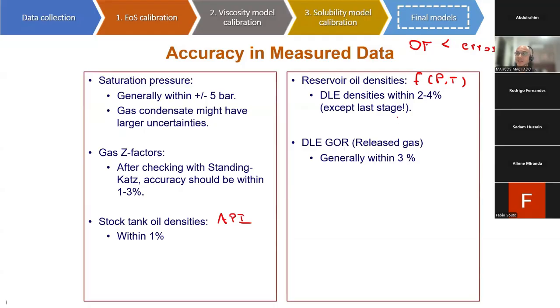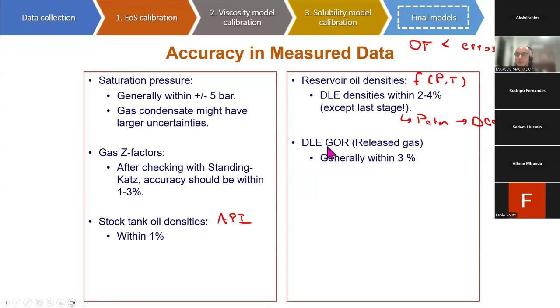Except the last stage, because why do I accept the last stage? Because the last stage is the saturation pressure, and the saturation pressure is the dead oil, which is used to calculate API. So at the last stage the data is more precise, so you can reduce your tolerance, okay? You can increase your tolerance.